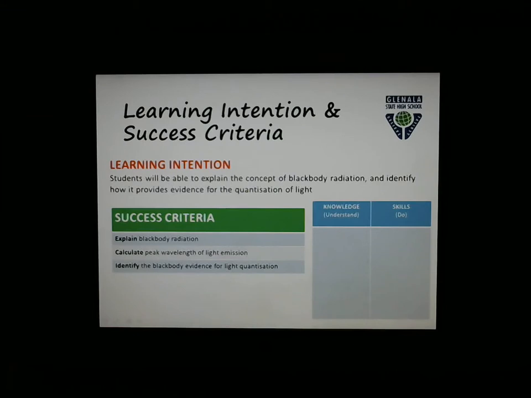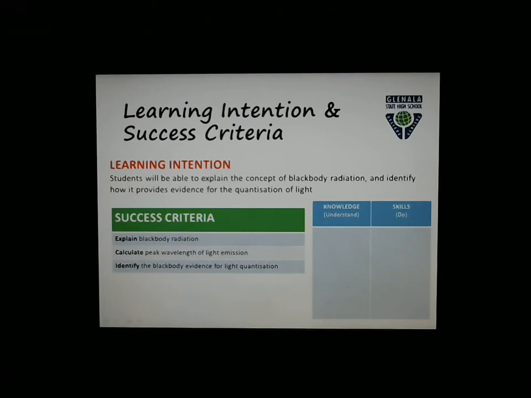Please pause the video and attempt to complete the KS table down the bottom right corner there. Okay, so we have a sentence there that we need to explain a concept called blackbody radiation. We know what radiation is, it's a type of light, but what is blackbody radiation? And then there's this new thing here, identify how it provides evidence for the quantization of light.